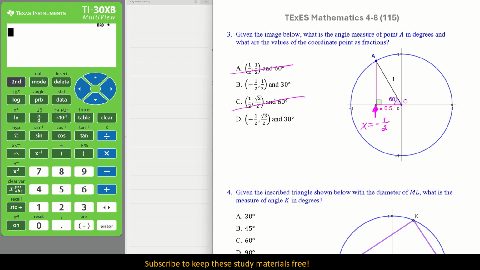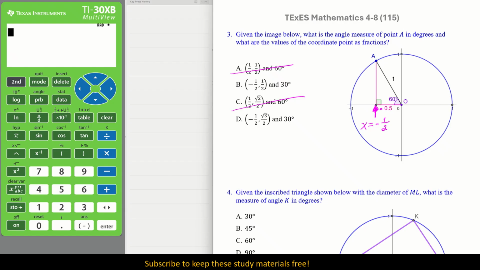Okay, well, I have B and D. Now let's be logical here. They both have 30 degrees. So looking at this triangle, it is a special right triangle. It is a 30, 60, 90 right triangle. So yes, the degree measure is 30. So that's thumbs up on that.